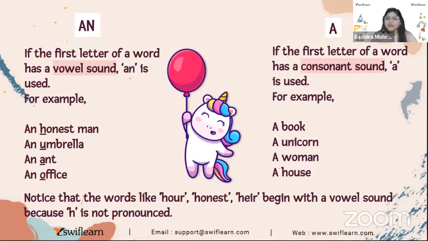Now, a. If the first letter of a word has a consonant sound, a is used. For example, a book, a unicorn, a woman, a house. Okay, so now don't get confused, a unicorn, because when we pronounce unicorn, it sounds like it starts with u, which does not come in vowels. That is why we have used a here. Don't get confused, and if you have any kind of confusion, then please write it in the comment box.